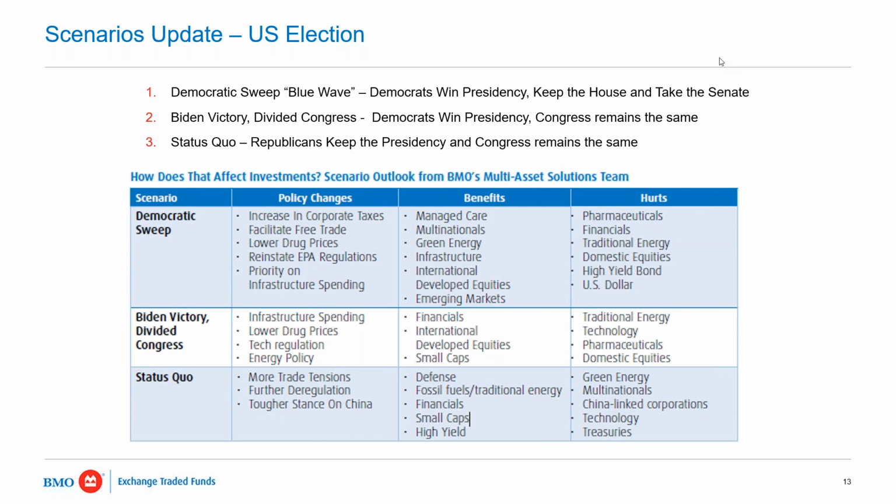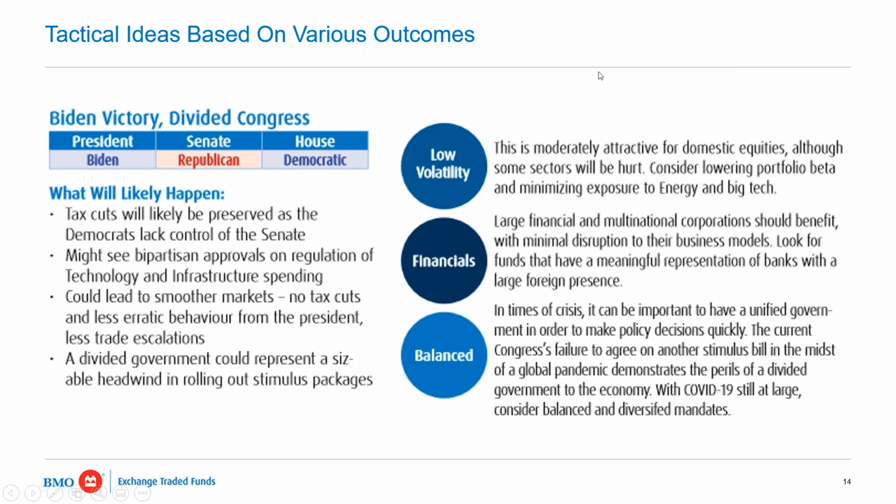So thanks for that, Alfred. Let's dive into a little bit more detail because we can certainly see what it hurts: the energy, the technology, pharmaceuticals, domestic equities. But let's take a little more detail into the benefits. Can you dive into that for a little bit, the themes you're seeing?